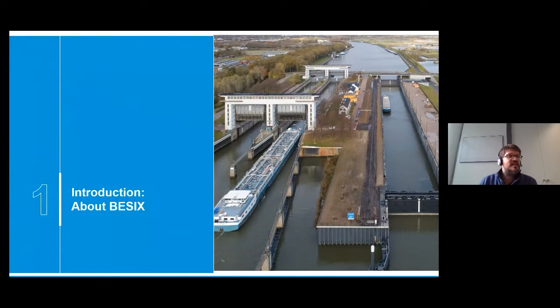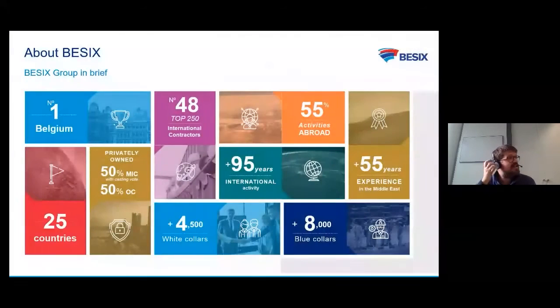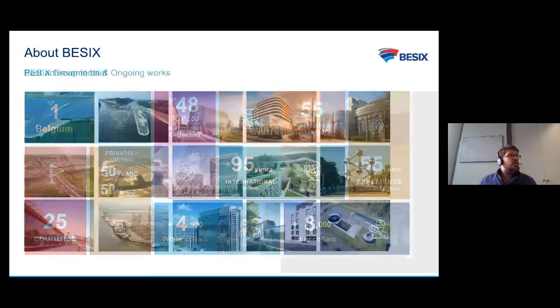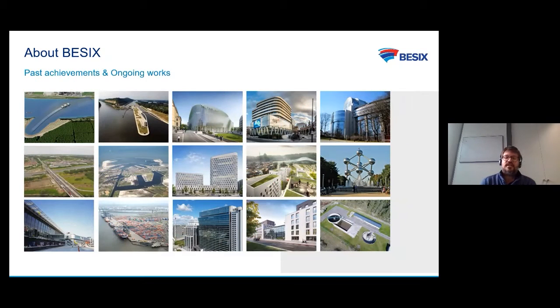Quick introduction about Besix. So as Eric said, yeah, we are the first contractor in Belgium. We are present in 25 countries with a little bit more than 12,000 people. Here you can see some of the projects that we have done or that we are working on. These are projects in Belgium. Maybe you can recognize the Atomium. It's like our Eiffel Tower in Belgium. We are really proud to have done the renovation of it.